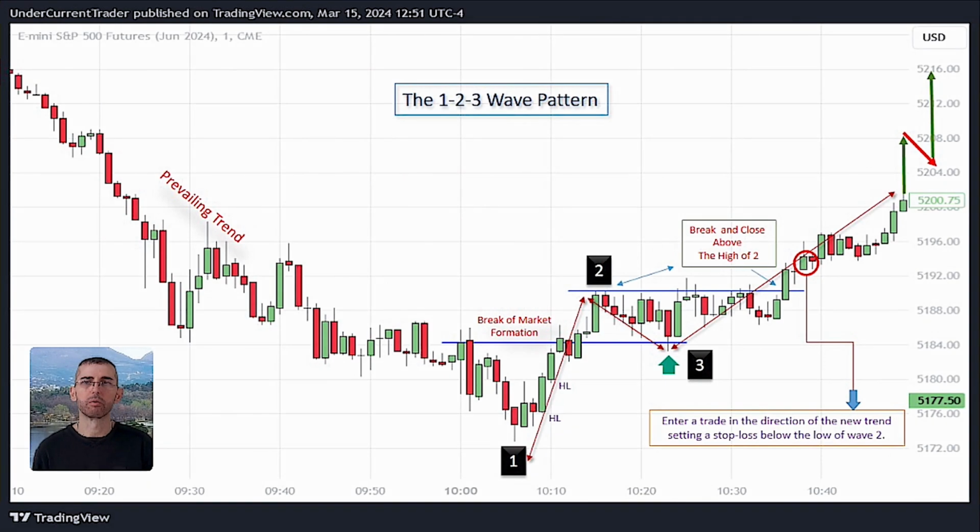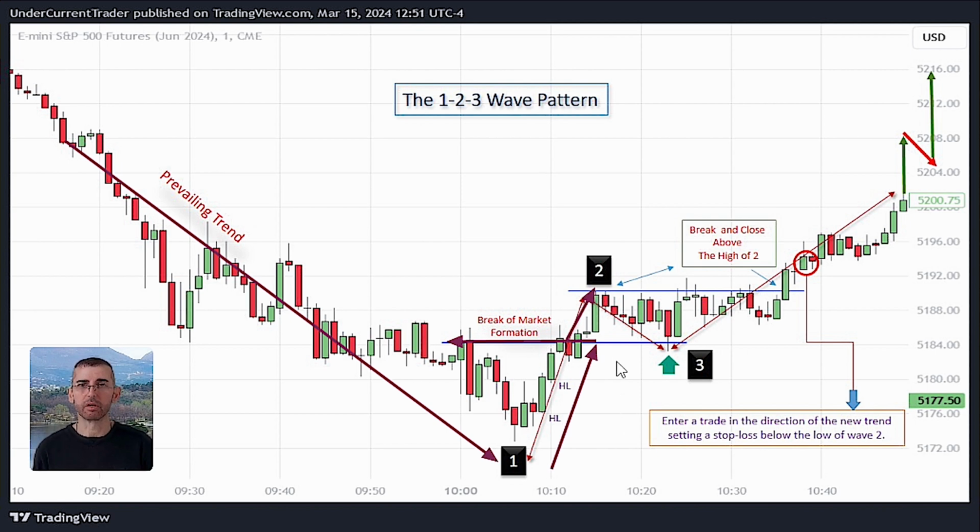Next up, let's talk about the 1, 2, 3 wave pattern. This pattern is pretty neat because it's known, relatively speaking, of course, for its effectiveness in spotting market reversals. Now, the 1, 2, 3 pattern consists of three main points. Point one, this is the starting point where the price begins to move in the opposite direction of the prevailing trend. Now, as the market begins to reverse, it forms higher lows, which lead to a break in market structure, signaling that a reversal is likely underway.